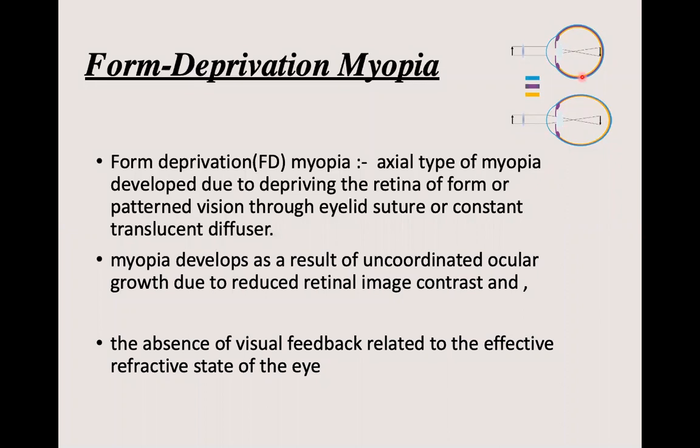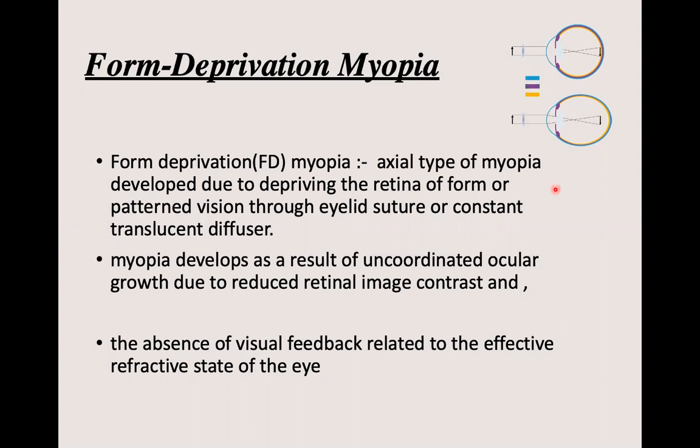Due to this poor image, here we can see a trial module eye. One translucent media is kept in front of this eye, and this is an object. Due to this translucent media, the image of this object is blurred. It has poor image quality on the surface of the retina. Due to this, and since there is no visual feedback mechanism, our eye grows in size, which causes elongation of the eyeball. This is one factor for the progression of myopia.